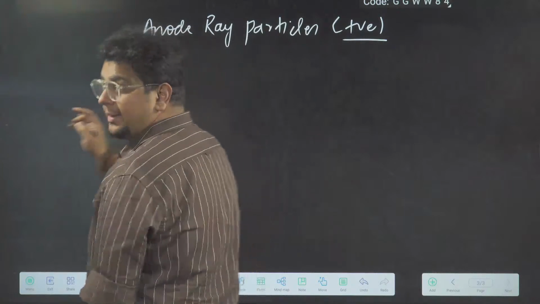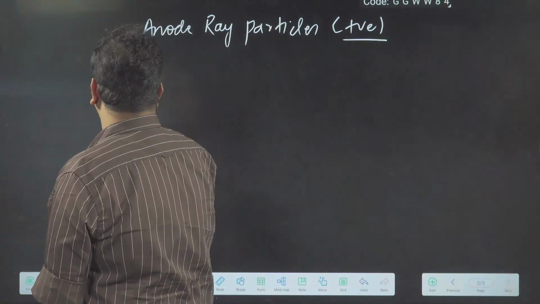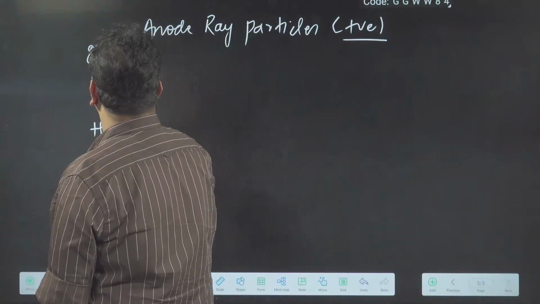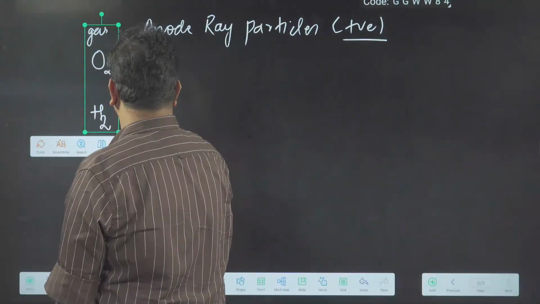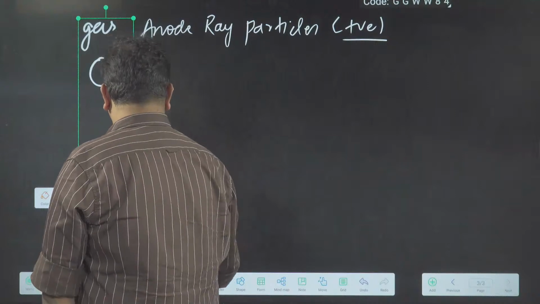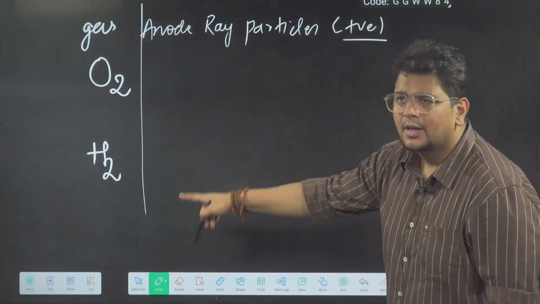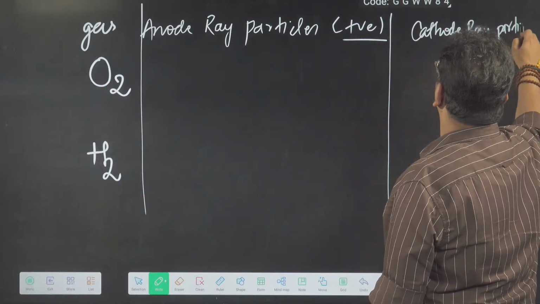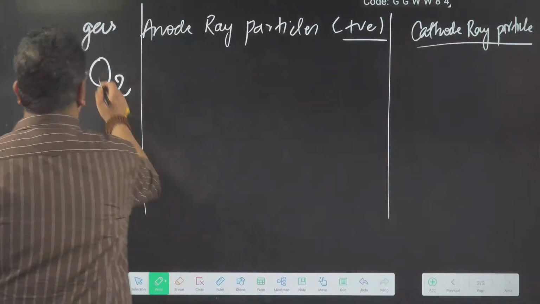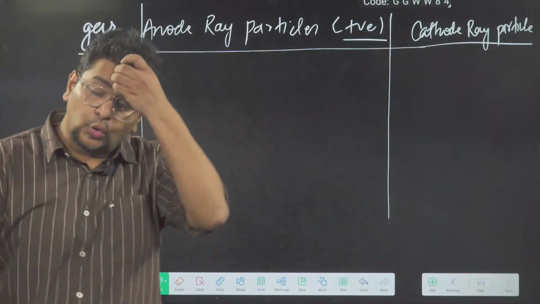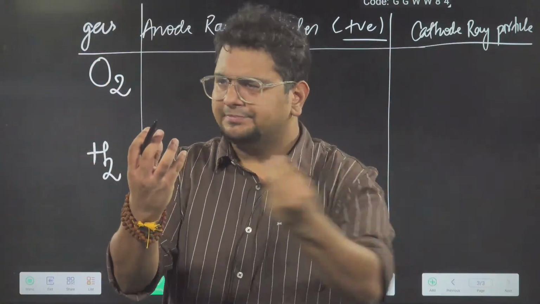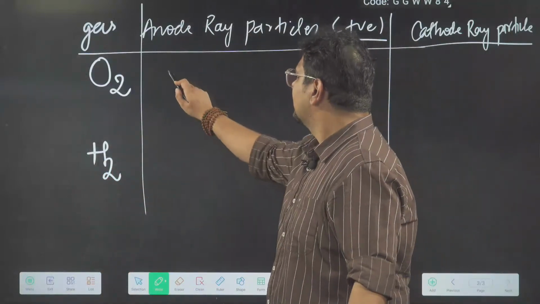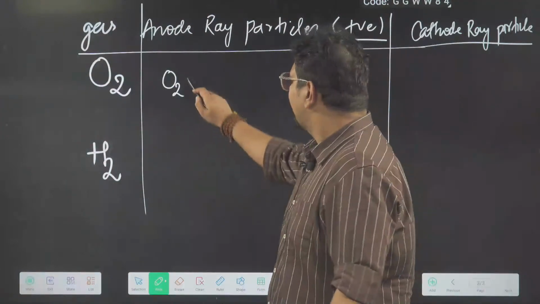Number 1, very important. If I take O2 gas, if I take H2 gas, so here I am writing the gases. Anode ray particle I am writing, and here cathode ray particle also I will write. So this table I am making here. If I have O2 gas, an electron came and collided on the O2 gas. So what anode ray particle will be formed? So sir, O2 can release one electron and become O2 plus.